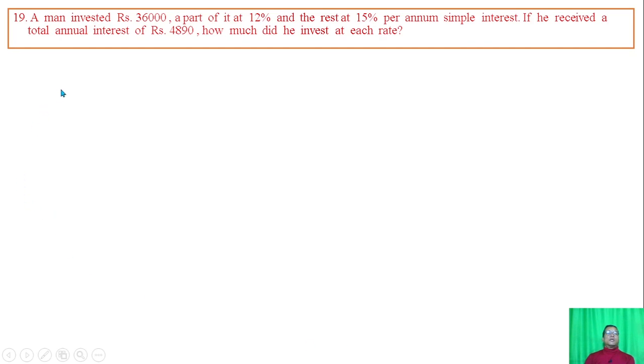19. A man invested rupees 36,000, a part of it at 12% and the rest at 15% per annum simple interest. If he received a total annual interest of rupees 4,890, how much did he invest at its rate? Sum anidumag mahana karamba rate thadopage.